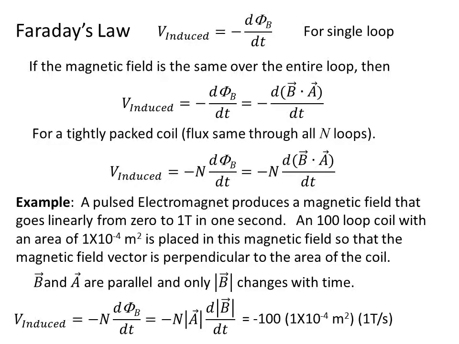And that's equal to the number of loops, which is 100, times the area, which is 1×10^-4 square meters. And the slope of this linear change from 0 to 1 Tesla is 1 Tesla per second, so it's just 1. So the induced voltage is just minus 0.01 volts.